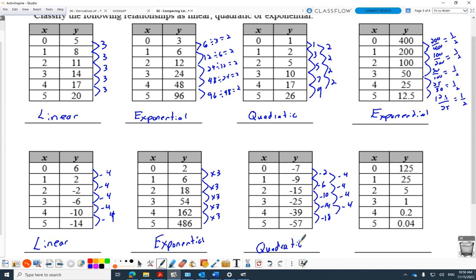Last one. It's not linear. I can tell that by looking at it. Maybe you start the quadratic thing and go down by 100, down by 20, down by 4. No, that's not going to be second differences. So now let's check the ratios. 25 over 125.